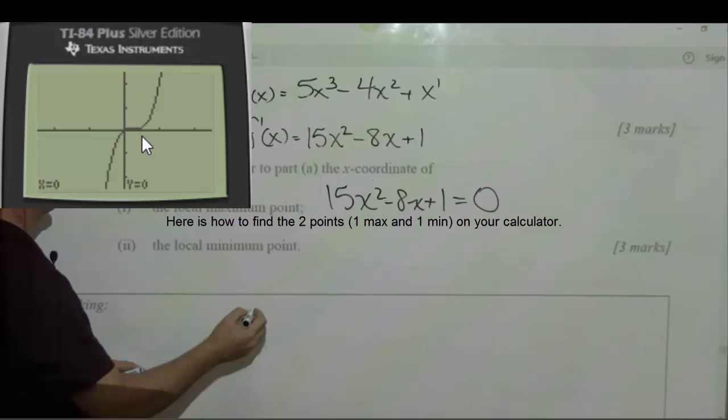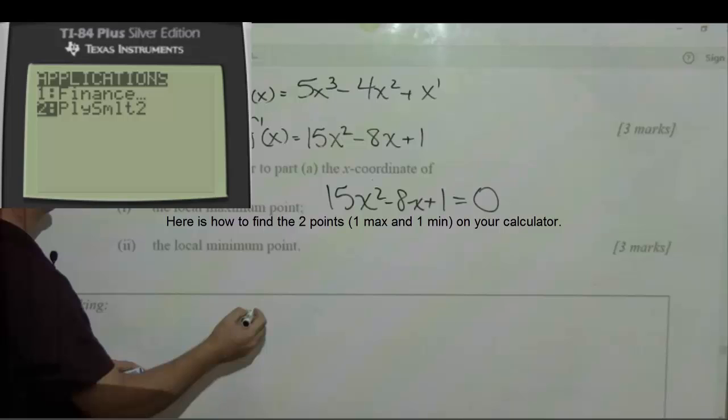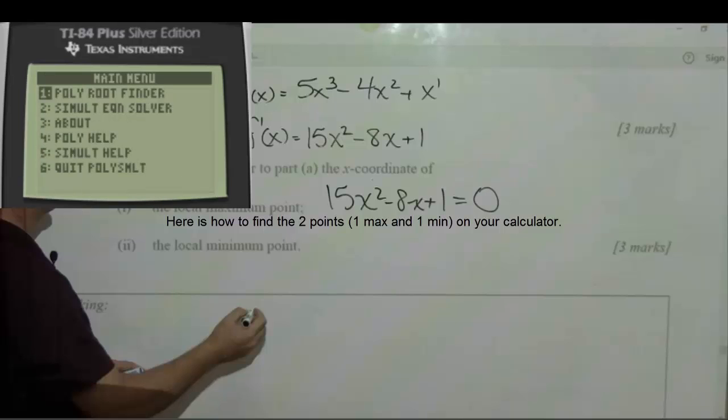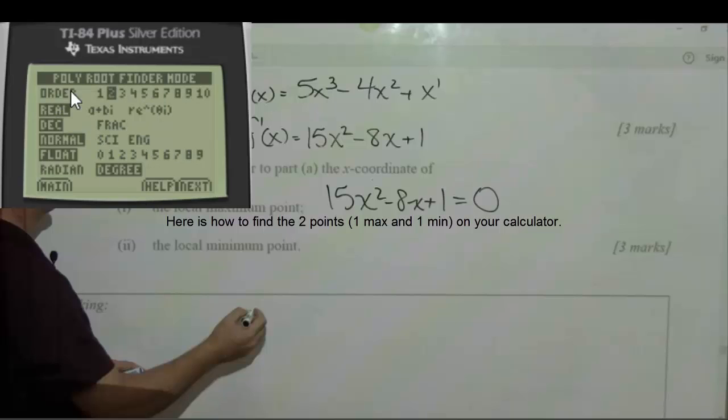and I can zoom in further and then find the maximum minimum. That'll just take a little bit of extra time, but going back to the question itself, it said use your answer in part A to find the x coordinates. So the way we're going to use our derivative is we go into the apps, we want to go to the poly simultaneous, and we're going to use the polyroot finder because we set our derivative equal to 0. Our derivative was 15x squared minus 8x plus 1. So it's to order 2 because it's x squared.